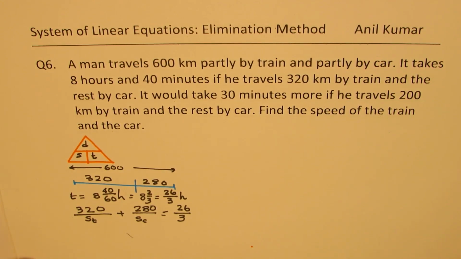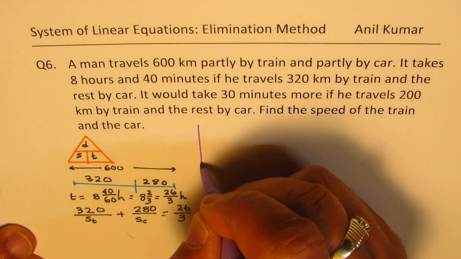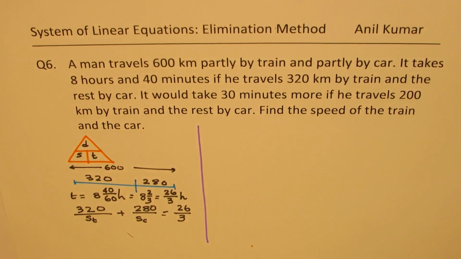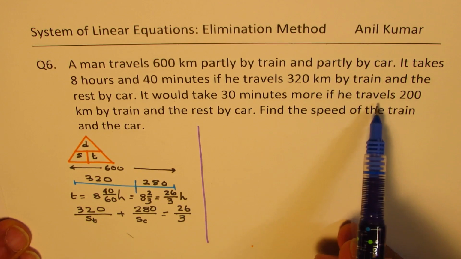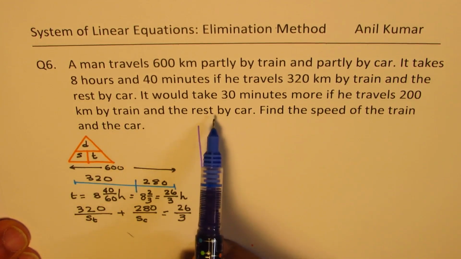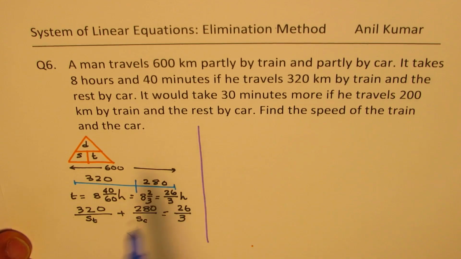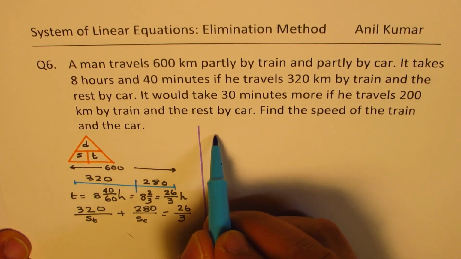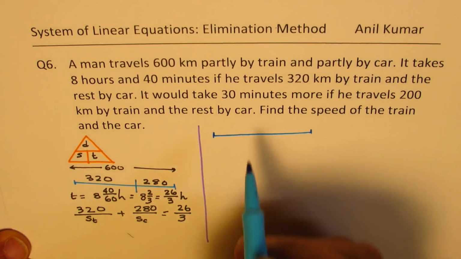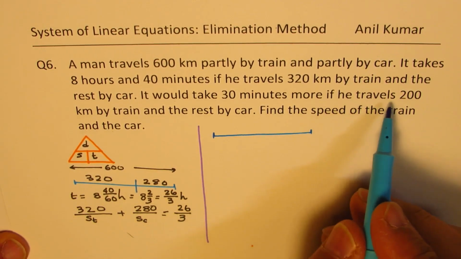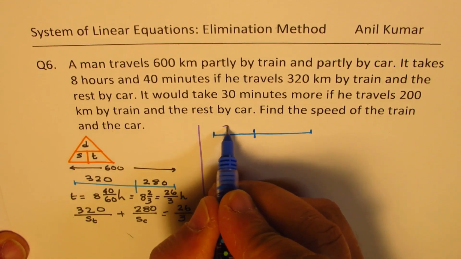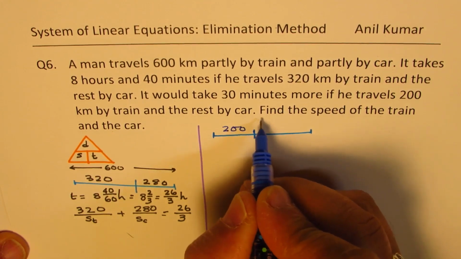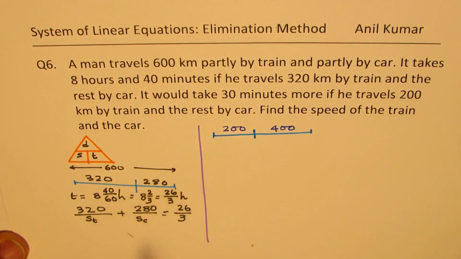Perfect. Now we know exactly how to make an equation from the given situation. So the second equation should be what? Let me write down the second equation in a different ink. We now know that it would take 30 minutes more if he travels 200 kilometers by train and the rest by car. So in the second case, we have 200 by train this time, slightly less than before, and out of 600, 400 by car.